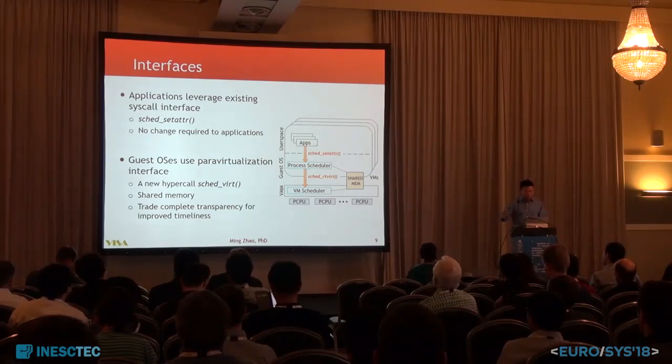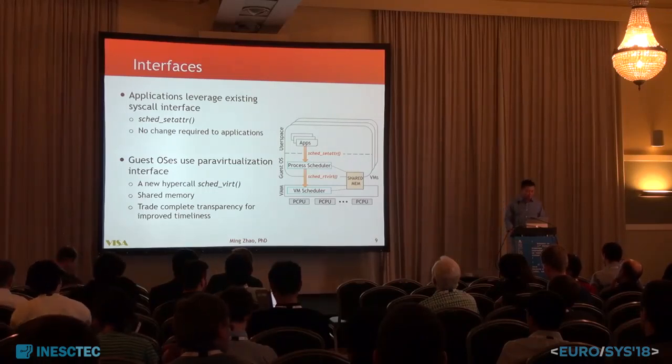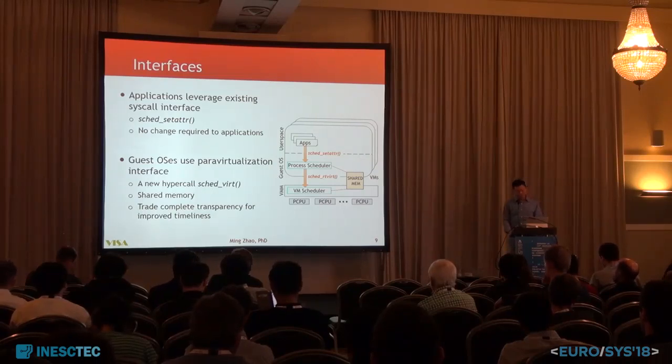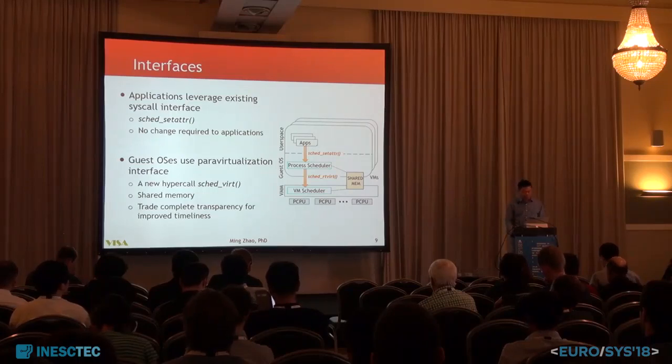At the application level in the guest, we actually use existing system call interfaces. For example, on Linux, there's a system call called sched_setattr. That is a system call that an application can use to register itself and its real-time requirements with the operating system process scheduler.